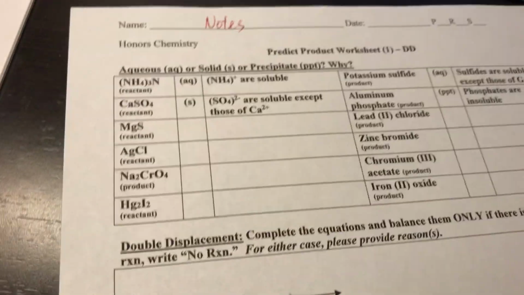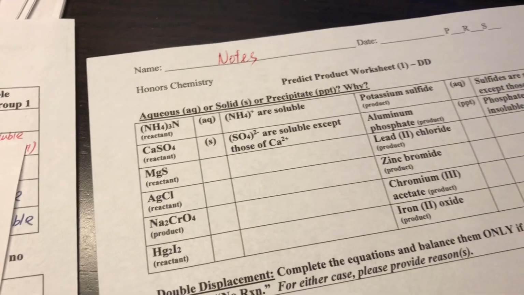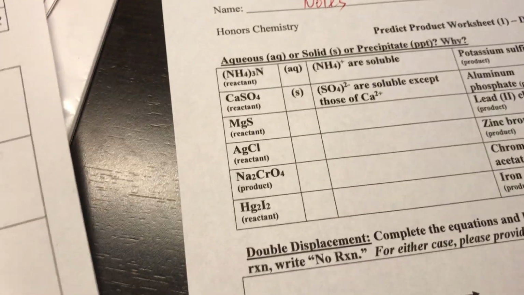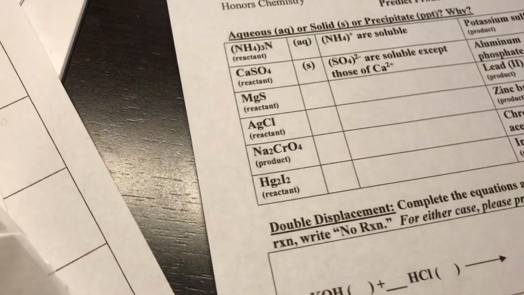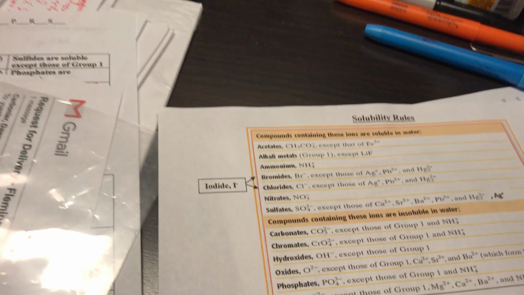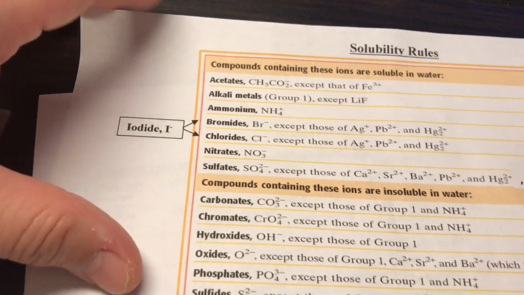So first, we need to use the solubility rule to make sure that we can label the states of matter successfully, which one is aqueous (AQ), or solid (S), or it is precipitate (PPT), and give the reason why. So we're going to use this solubility rule. We already discussed that in the other video. So basically, I can write some notes here.